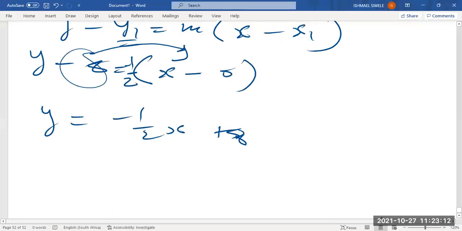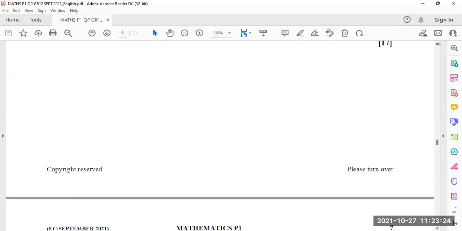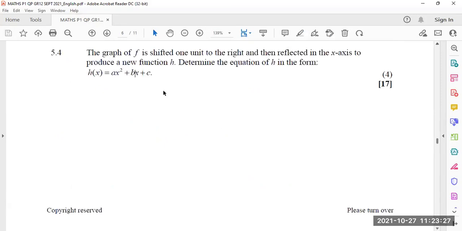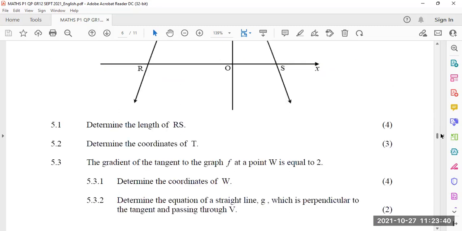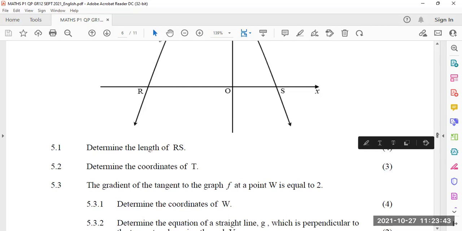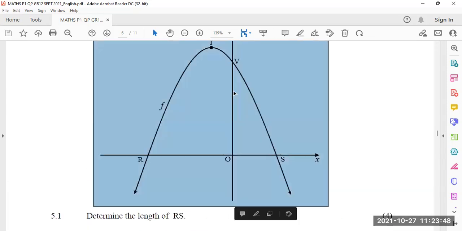So we know that f of x is equal to negative x squared minus 2x plus 8, right? And what are they saying on this equation? They are saying the graph of f is shifted 1 unit to the right, right? So let me just retrieve the graph once again, because I think it's very important for us to interpret and find out what it is that this question wants us to do as we'll be solving it, right?